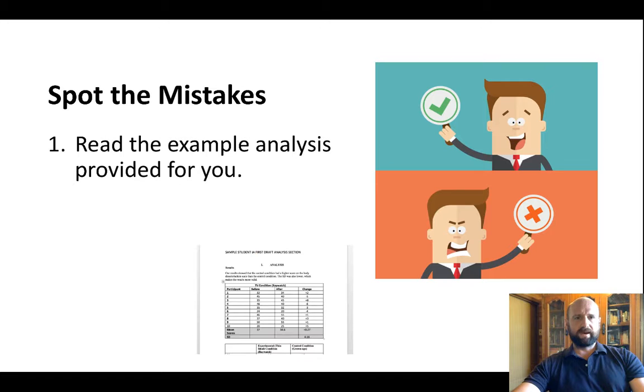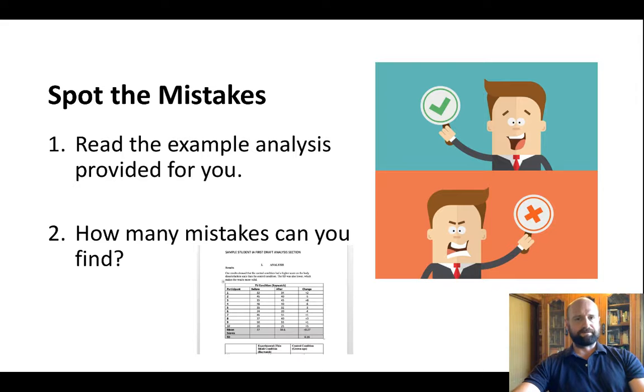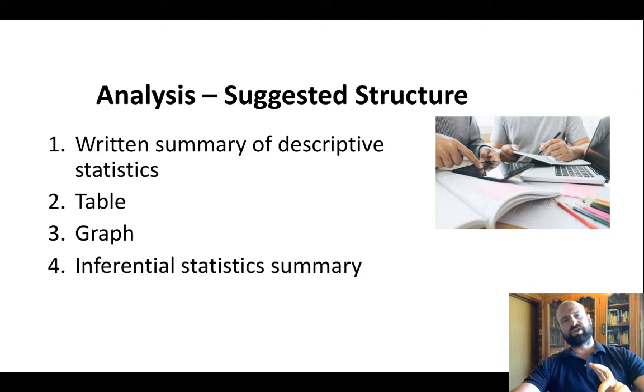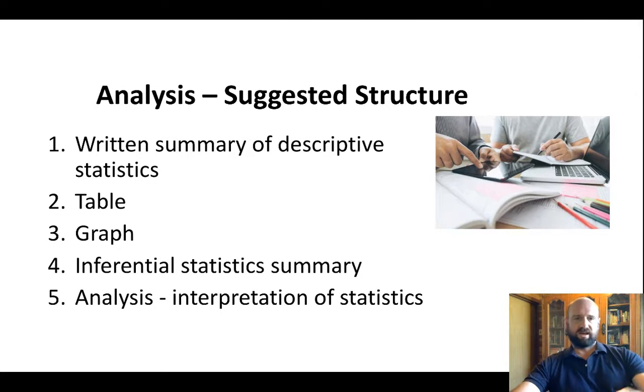An activity: in the files there's an example analysis, and they have to go through and see what mistakes they can find. I think being able to spot mistakes is sometimes a more engaging task than asking students to grade an example. I would suggest this structure: start off with the summary, go to the table, graph, inferential statistics, and then a final conclusion about their summary. Again, you can see how I've done it in my example in the files.